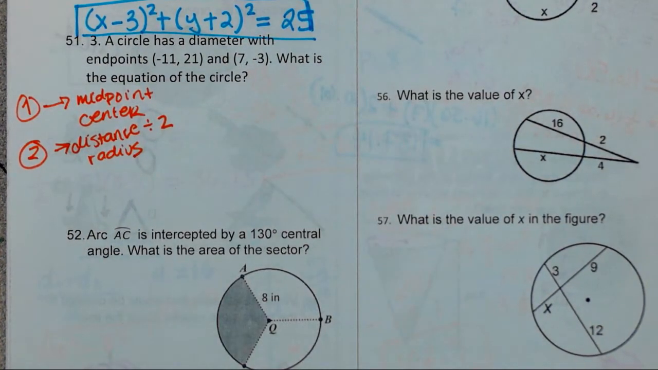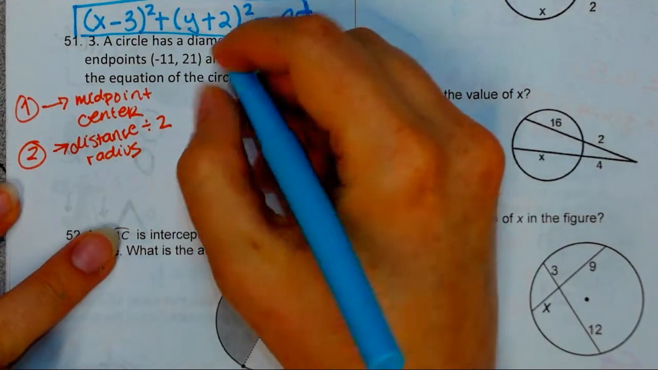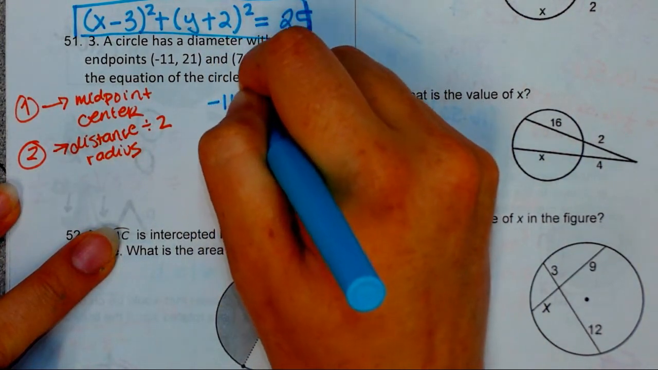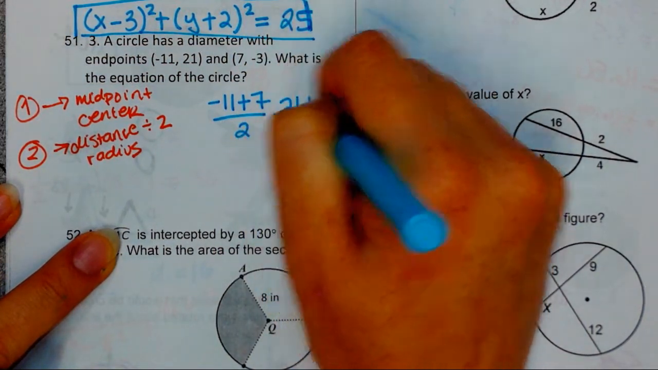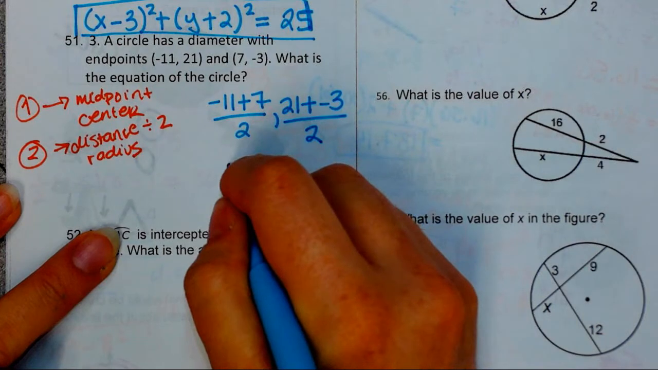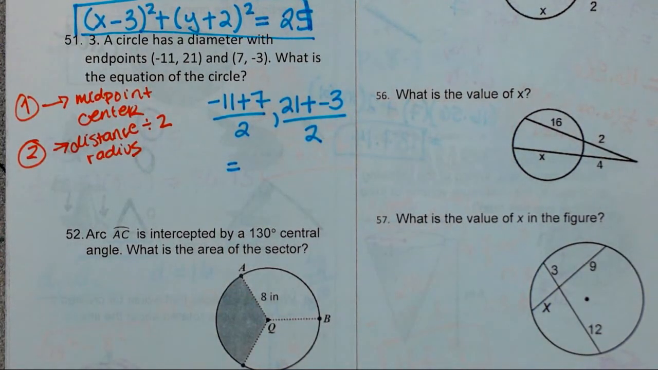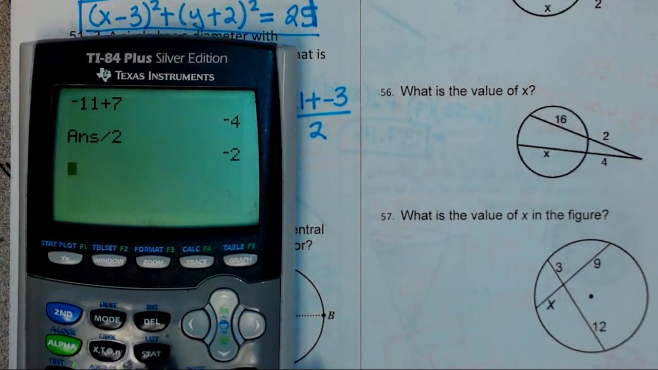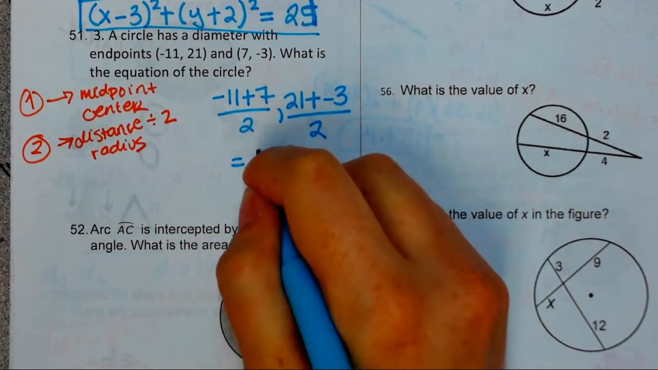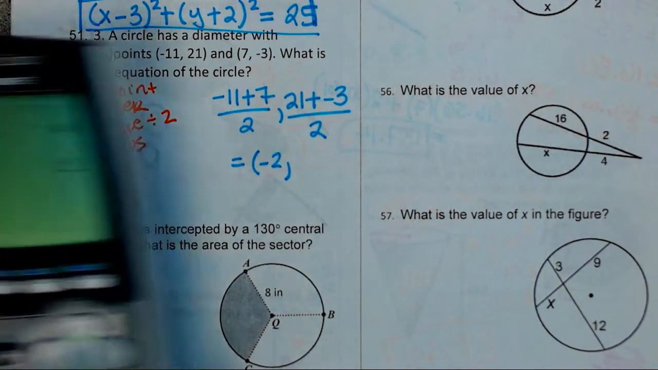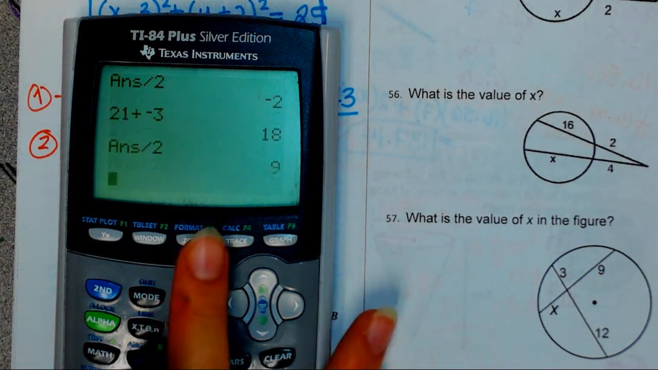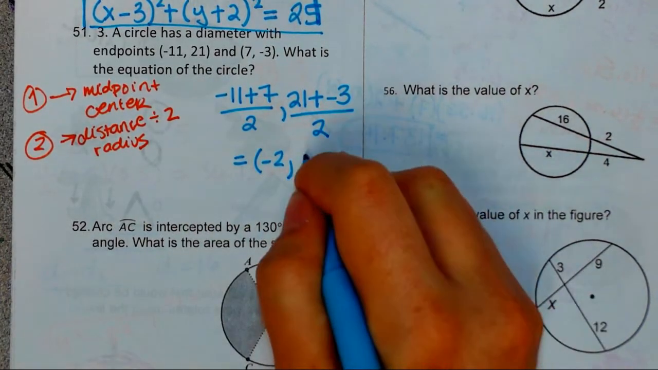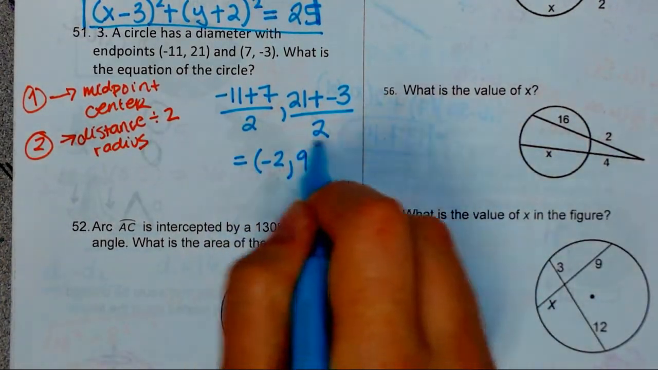Okay? Alright, so the midpoint formula says that we add our x values and divide by 2, and we add our y values and divide by 2. So negative 11 plus 7 divided by 2 would give us negative 2. Okay. And then 21 plus negative 3 divided by 2 gives us 9. Okay, so this is the center for the circle.